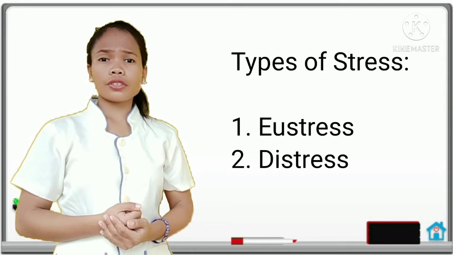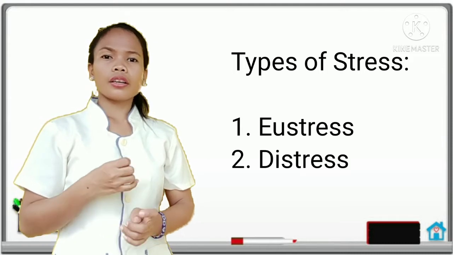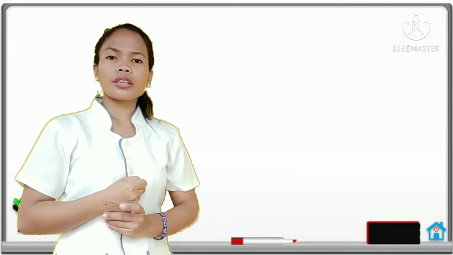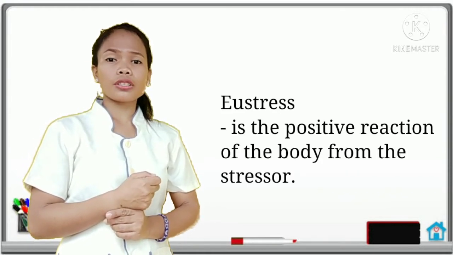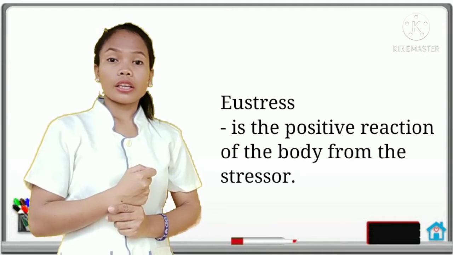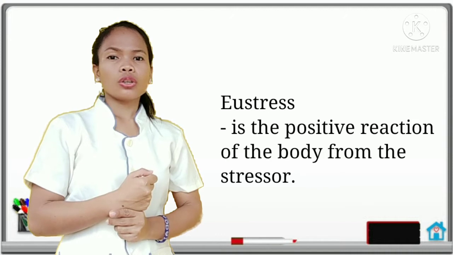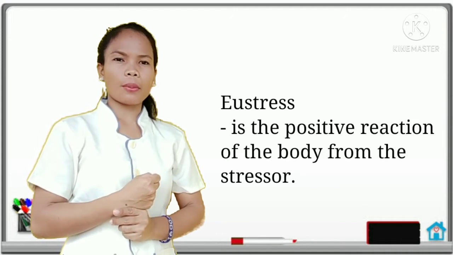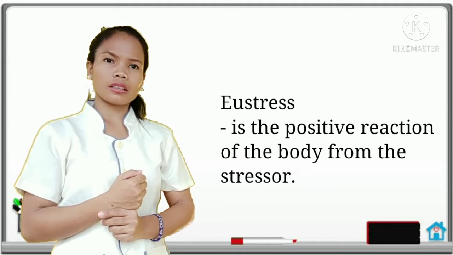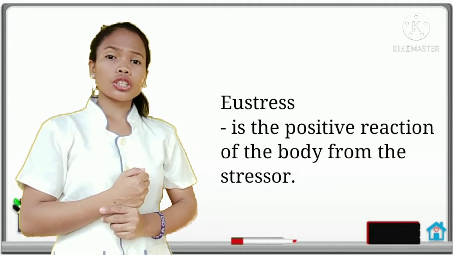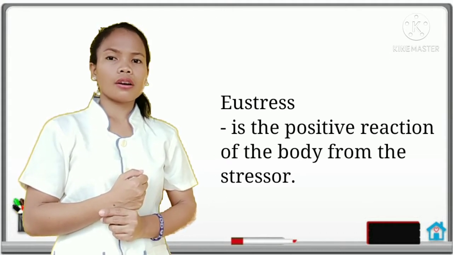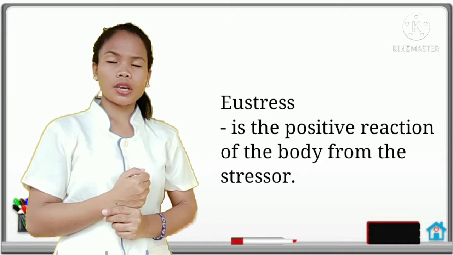There are 2 types of stress. Those are eustress and distress. Eustress is defined as the positive reaction of the body from a given stressor. It motivates you to continue working. For example, Harry is often labeled as the black sheep in their class. One day, his teacher chose him to become a part of the class officers. From then, he started to become a good student.